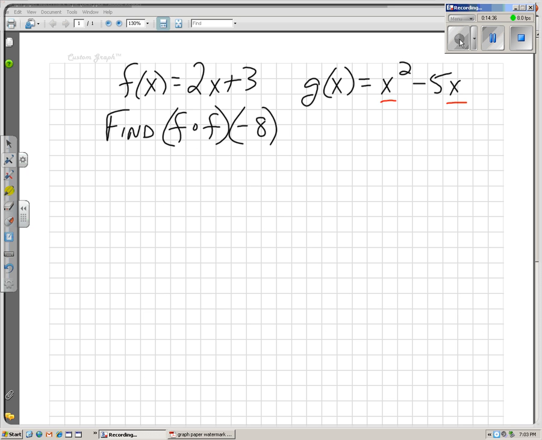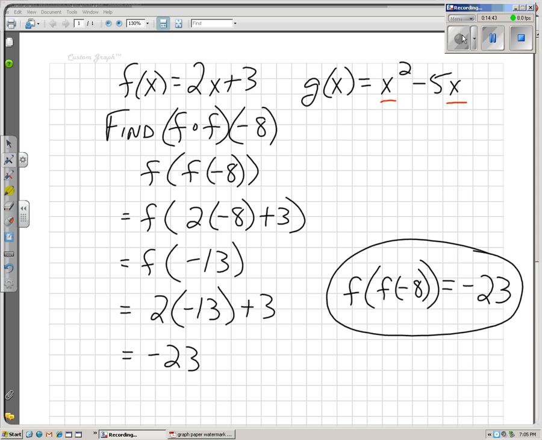Okay, you guys' turn. Find f of g of negative 8. Pause the video and see if you can work it out. And hopefully you guys got that.